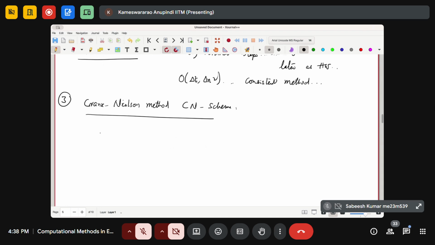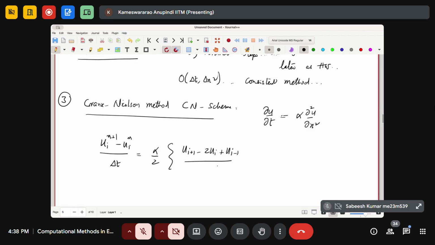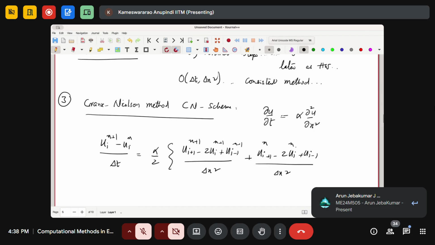That means we will write this governing equation, which is given as dou u by dou t equals alpha dou square u by dou x square. We're going to write the corresponding Crank-Nicolson discretization of this thing, which we have already written as ui n plus 1 minus ui n divided by delta t equals alpha by 2 times [ui plus 1 minus 2 ui plus ui minus 1 by delta x square, all at n plus 1, plus ui plus 1 minus 2 ui plus ui minus 1 divided by delta x square, all at n].